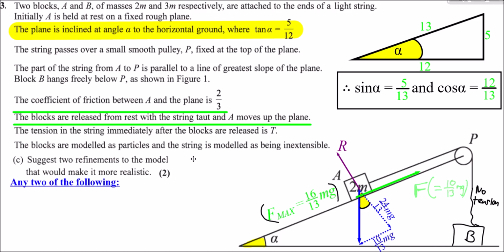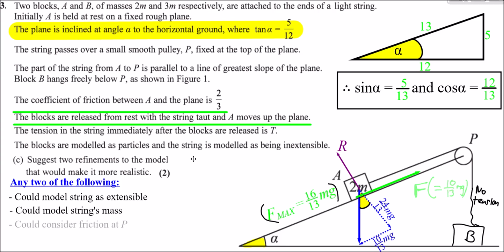The first one that I think you could suggest is you could model the string as extensible. Actually, a string will be extensible, even to a small degree. So if you're ambitious, that could be thrown into the model as well. Alternatively, you could model the string as having a mass. It certainly will have a mass, and that will affect the system, even if ever so slightly. The third refinement could be to consider the friction at P. Although this is going to be modelled as frictionless, nothing's ever 100% frictionless really, especially not with a pulley, so that could be factored in as well if you wanted to improve it.